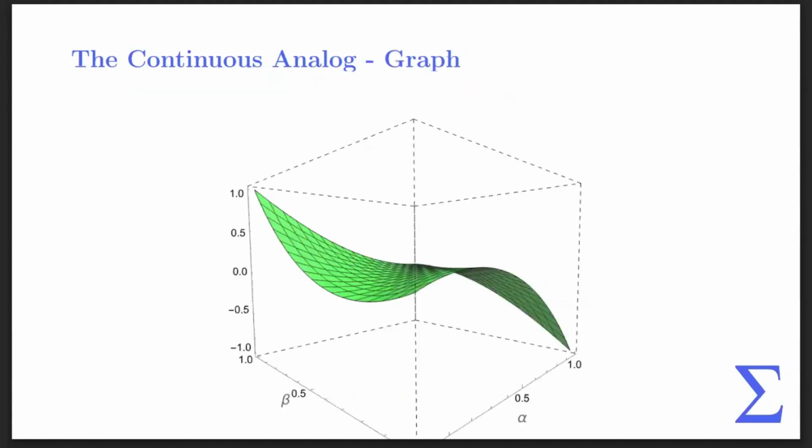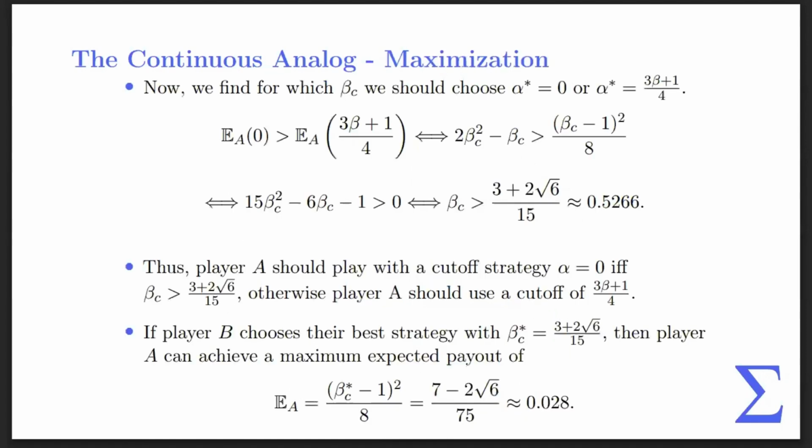And then here's a graph of the continuous analog, so you can kind of see it. It's basically just like the discrete version, except now it's a smooth curve. So any questions just about the cutoff strategy and how we maximized it? Okay, yeah. So A chooses 0 when B chooses exactly (3 + 2√6)/15. Yeah, if B chooses exactly this, it actually doesn't matter what A chooses because both have the same profit. This is the cutoff value for when both are the same.